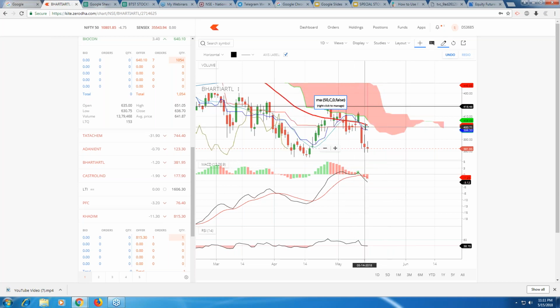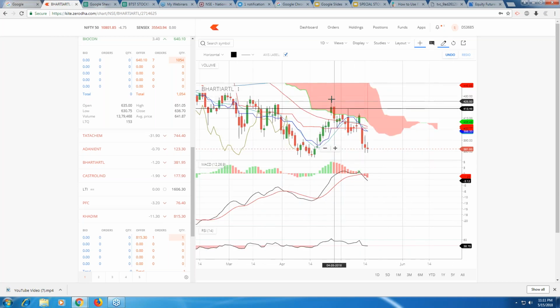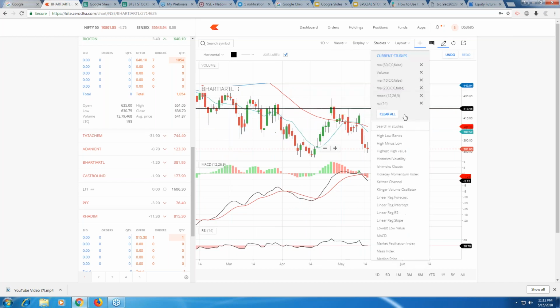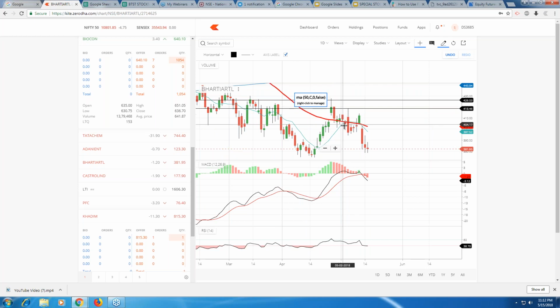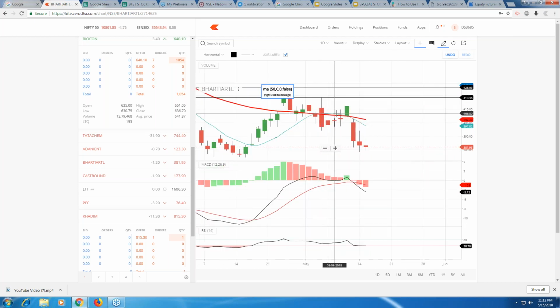You could have shorted it on this day, right? When the price had a rejection at the higher level, right? That was the day, but still we didn't have any confirmation. So wait for the moving average to take a resistance and the price to come below the 10 moving average. That is when you need to enter into this trade.